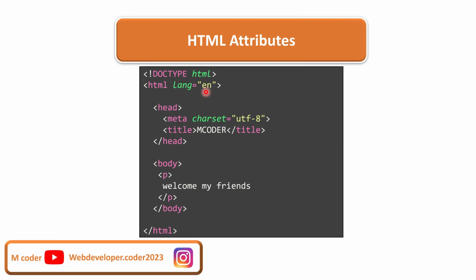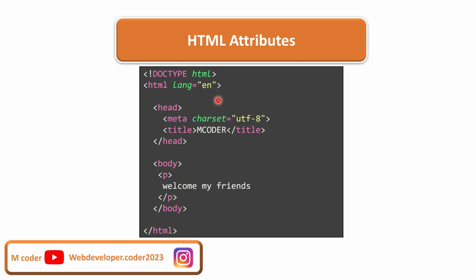Attributes are used by browsers and search engines. When they visit our site, they get some information from our source code. For example, they notice that the language of this page is English. If we don't write the language, the default language will be English.